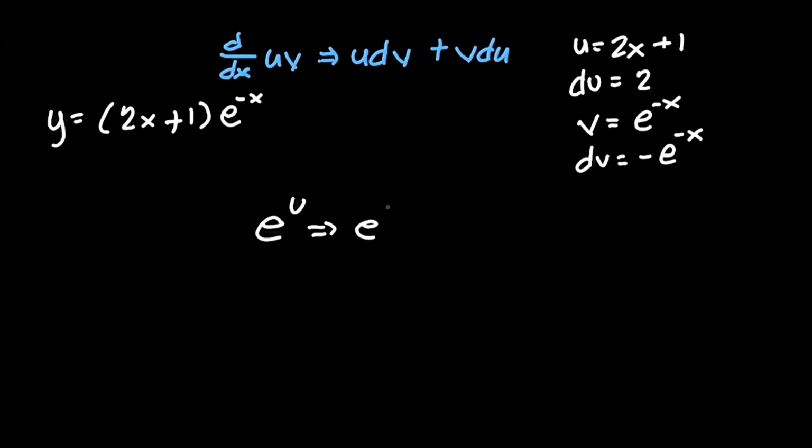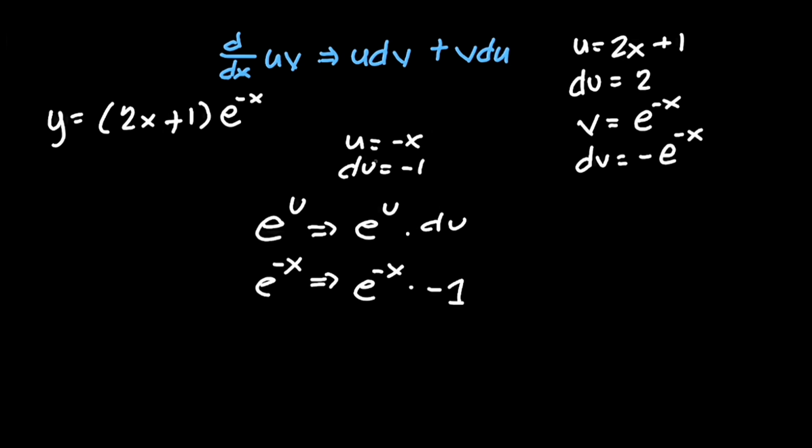In this case, u here would be negative x. So derivative of negative x would be negative 1. In this case, e raised to the power of negative x multiplied by negative 1, which is the du. The answer would be negative e raised to the power of negative x, which is this.